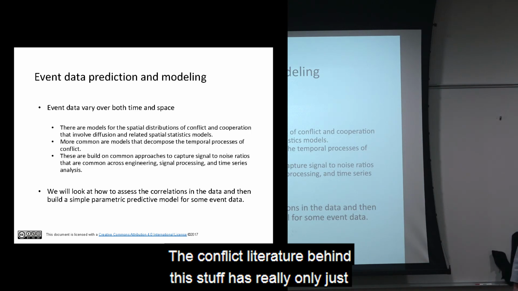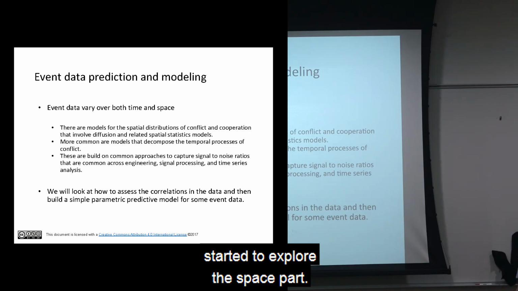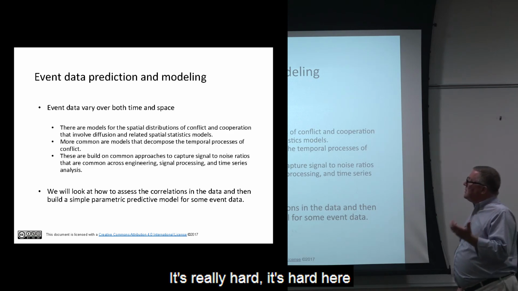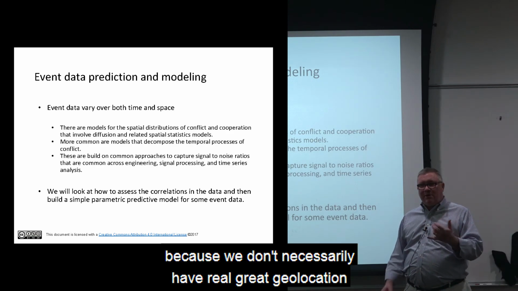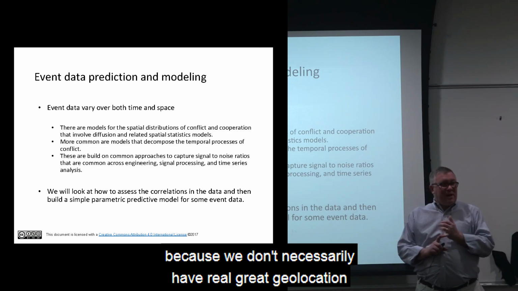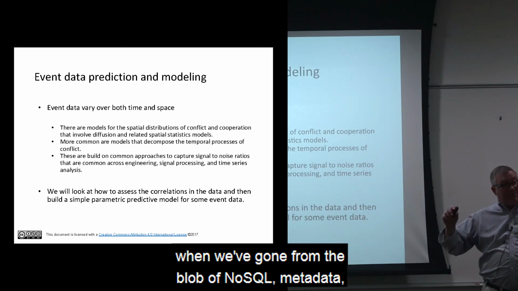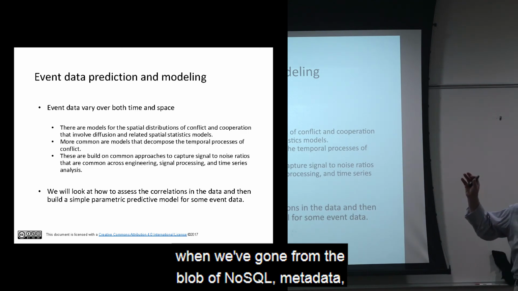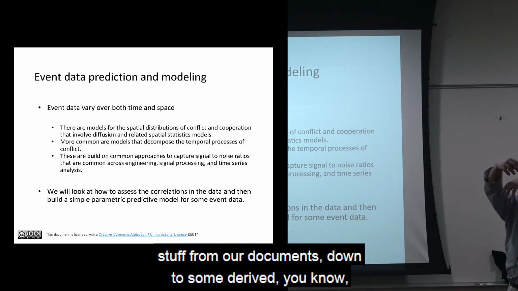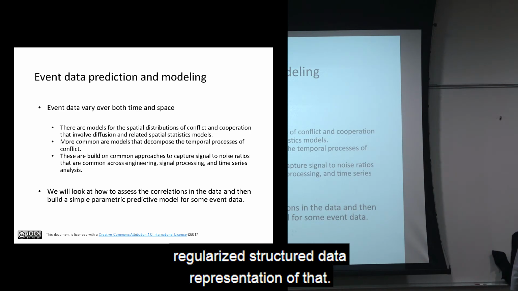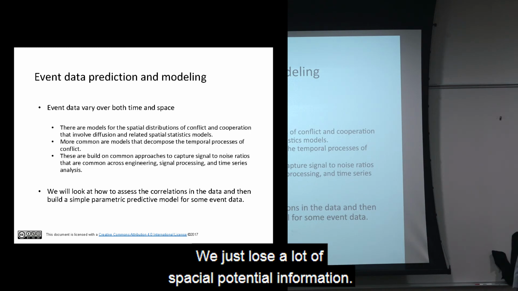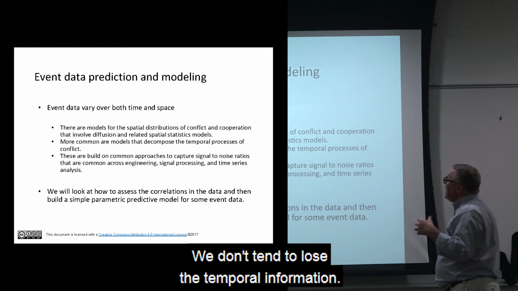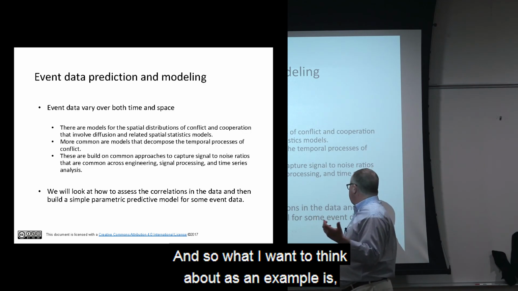The conflict literature behind this stuff has really only just started to explore the space part. It's really hard. It's hard here because we don't necessarily have real great geolocation when we've gone from the blob of NoSQL metadata stuff from our documents down to some derived, regularized, structured data representation of that. We just lose a lot of spatial potential information. We don't tend to lose the temporal information.